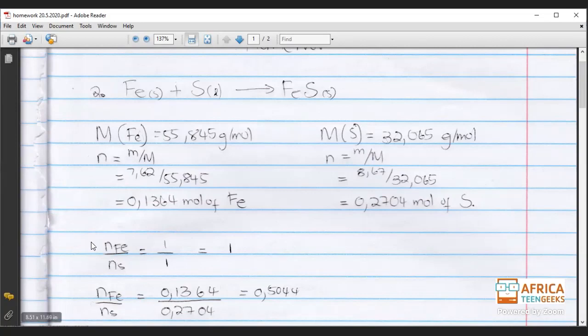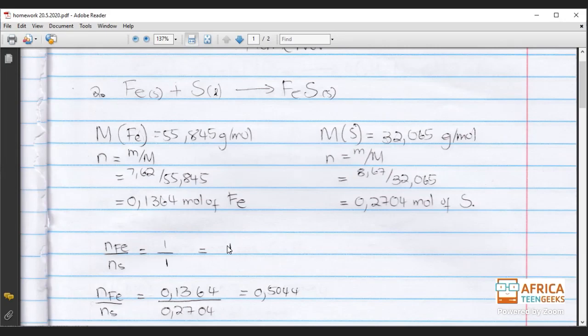Then this is the ratio that I was talking about, nFe divided by nS. You take the number that's in front of your element, which is 1, divided by 1, and this gives us a 1. So this becomes our baseline for knowing which one is going to be our limiting reagent. It's like the neutral point. Thereafter we come back again, take the number of moles of Fe and divide it by S, and this gives us this answer.